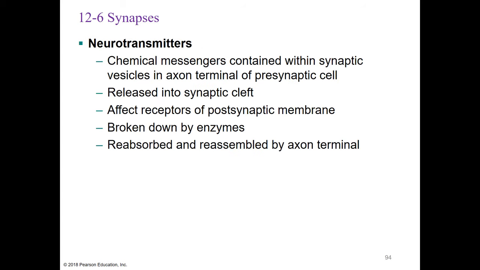Neurotransmitters, again, are chemical messengers that are inside of synaptic or secretory vesicles. They're found in the synaptic terminal of the presynaptic cell. When the neuron is stimulated, these neurotransmitters will be released into the synaptic cleft, and as I previously mentioned, can affect receptors of the postsynaptic cell. They're then broken down by enzymes, reabsorbed, and reassembled by the synaptic or axon terminal.